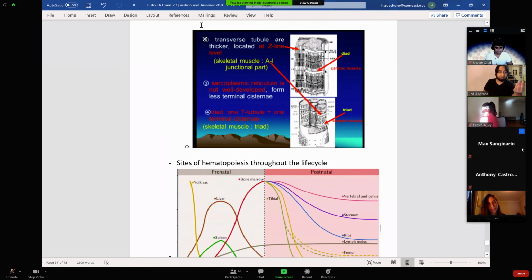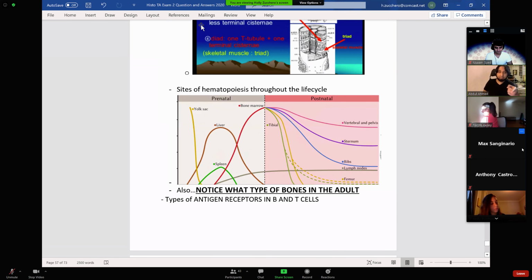Yeah, that's basically saying what I was saying. This is an important thing. This is in your hematopoiesis. A lot of people got this wrong when there was a question on it last year. Please do not be like those people. I'm telling you right now.